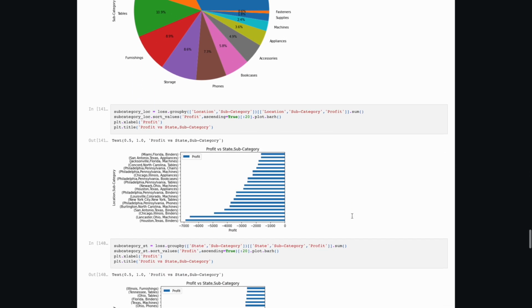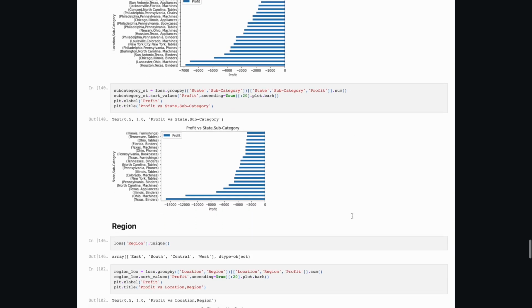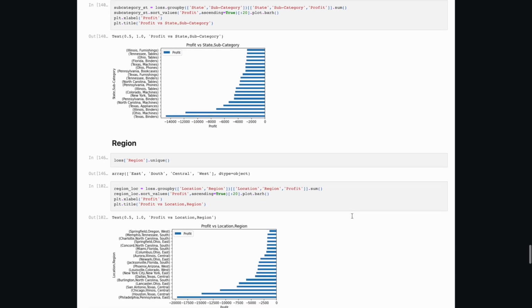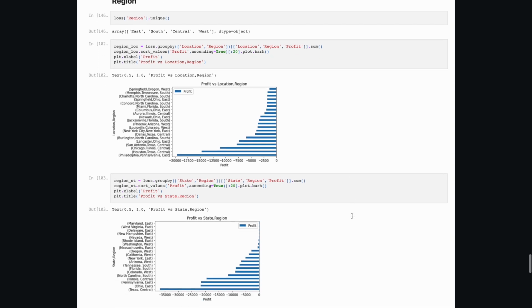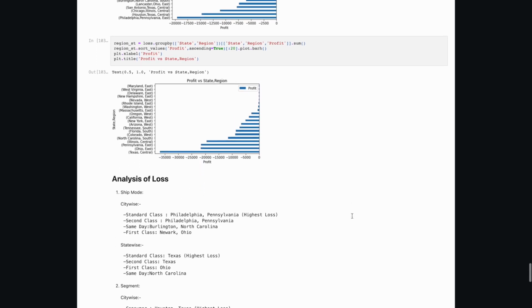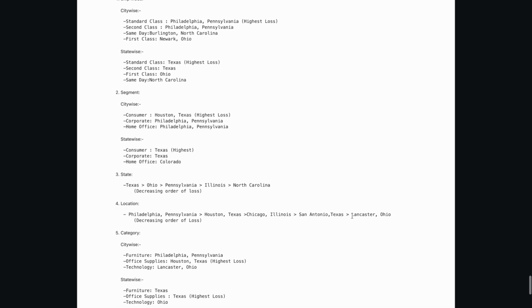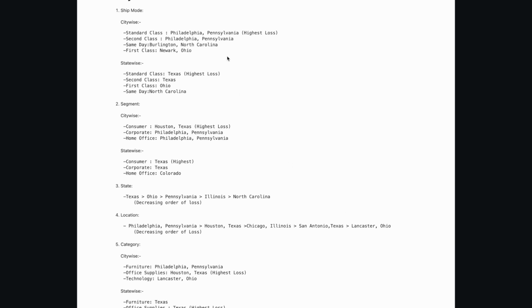And then we'll be looking into the region-wise losses, where we'll try to find the loss for any location based on its region, similarly for state. And after analyzing all this, what we'll be getting is that most of the losses are made in the city Philadelphia, and the state that makes the most loss is Texas.